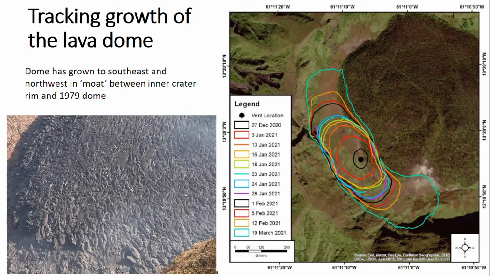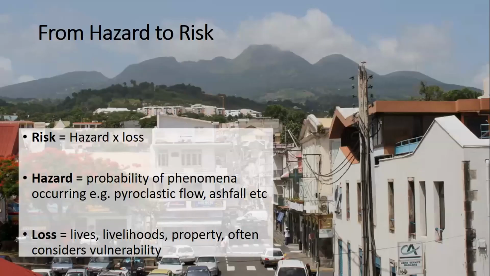The question, of course, is whether this eruption will become an explosive eruption. Will it stay effusive, just forming this nice lava dome, or will it have explosions, which are obviously going to be much more hazardous? I'm just going to finish up really by saying a few words about risk.